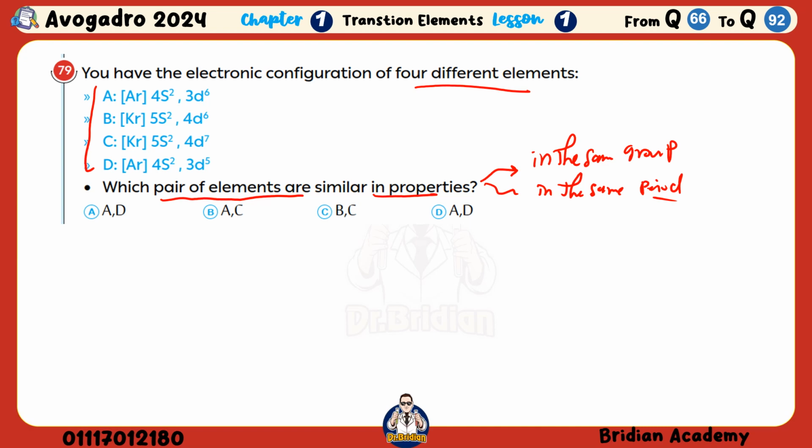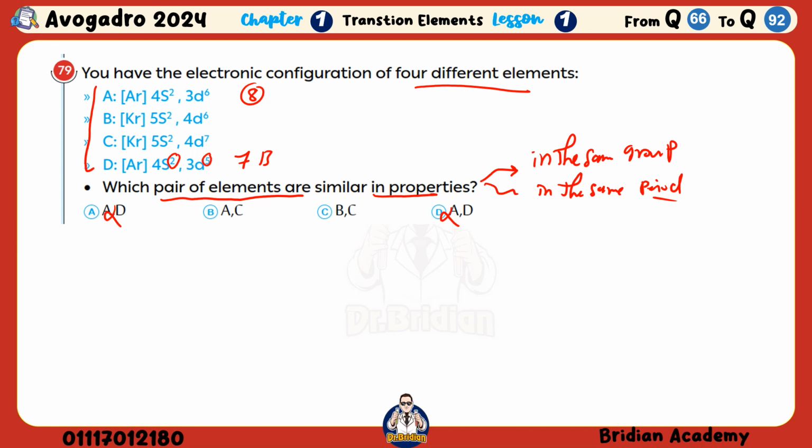Which pair of elements are similar in properties? A and D. A is located in group 4s2 3d6, okay, in group 8. And D is 4s2 3d7; by adding 2 plus 5, it will be in group 7B. So they are not in the same group and same period. A and D is repeated again, so it will be accepted.